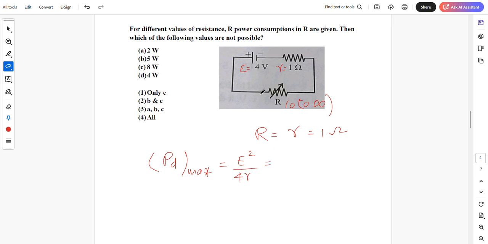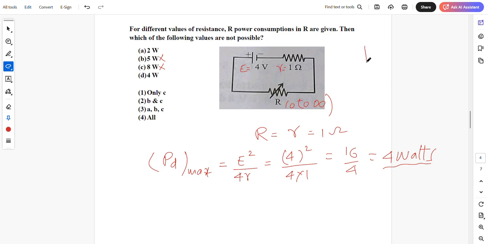E square, what is E? They have given 4, the whole square, divided by 4 into 1, which is 16 by 4, so a maximum of 4 watts of power will be dissipated in the circuit. Not more than this. Now which of the following values are not possible? More than this is not possible. 5 watts is not possible, 8 watts is not possible. Only 2 watts is possible.